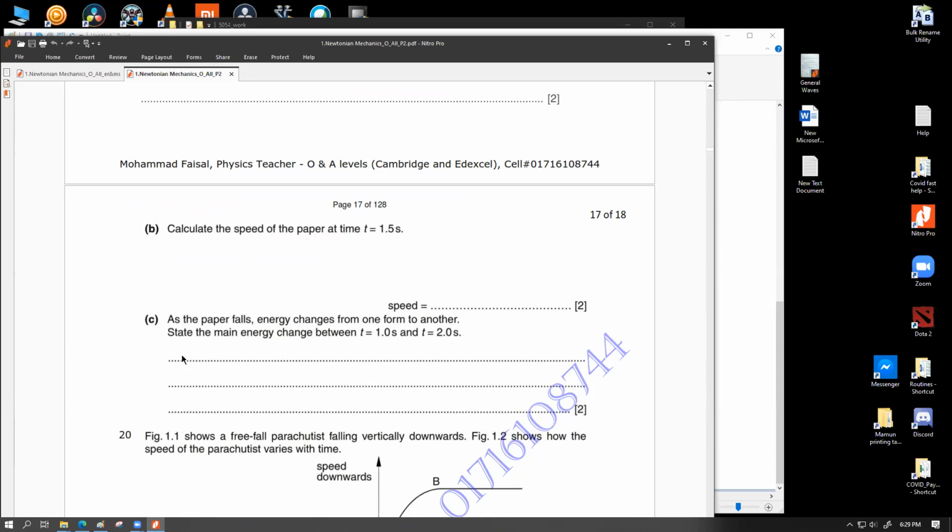So the main energy change between 1 to 2 seconds, I'm going to write that GPE converts into heat of the atmosphere due to air resistance. Although the question didn't ask for an explanation, I'm going to give an explanation, that due to air resistance, I'm going to write that.